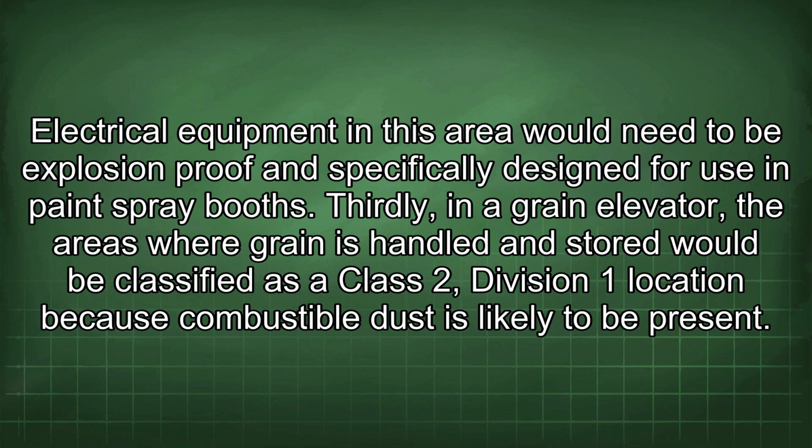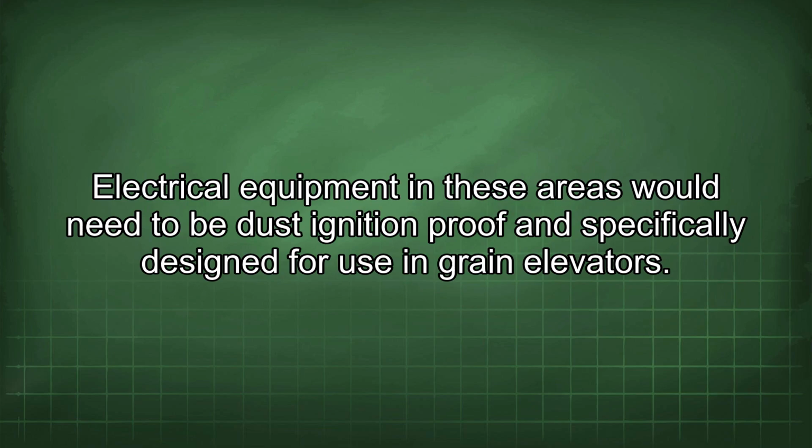Thirdly, in a grain elevator, the areas where grain is handled and stored would be classified as a Class 2, Division 1 location because combustible dust is likely to be present. Electrical equipment in these areas would need to be dust ignition proof and specifically designed for use in grain elevators.